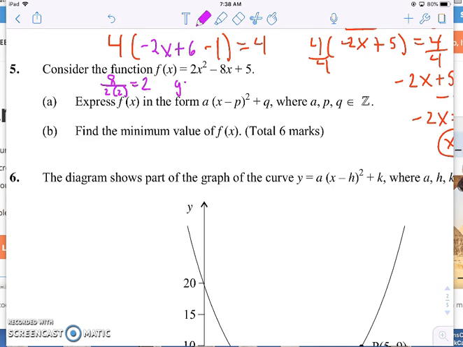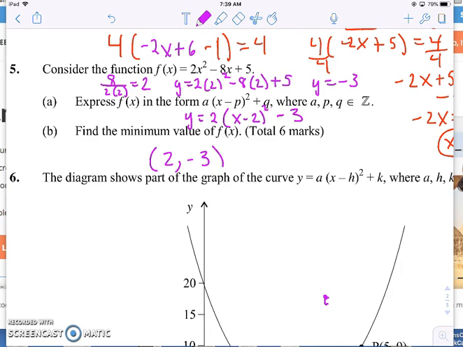If we plug that in, 2 times 2 squared minus 8 times 2 plus 5. So 2 squared is 4 times 2 is 8. So 8 minus 16 is negative 8 plus 5 is negative 3. So if we plug this in, y equals a, which is 2, times x minus 2 squared minus 3. Find the minimum value. Well, our minimum would just be our vertex, so that would be 2, negative 3.